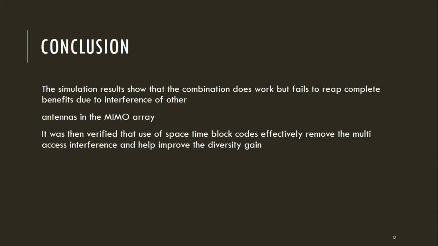To conclude the simulation results of the project, as we saw earlier, the simulation results showed that the combination of OFDM and MIMO does work and does show some performance improvement, but it fails to reap the complete benefits of the technology because of the multiple access interference. And by use of space-time block codes effectively, the interference is completely removed and there is a huge improvement in the performance. So it is inevitable, and really important, to use space-time block codes in order to design a good OFDM MIMO system.